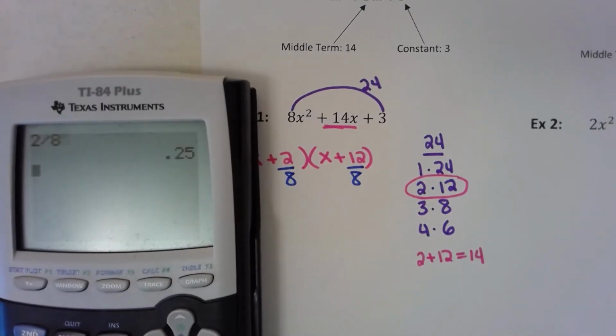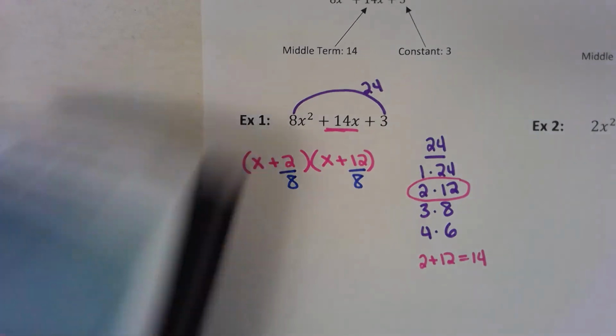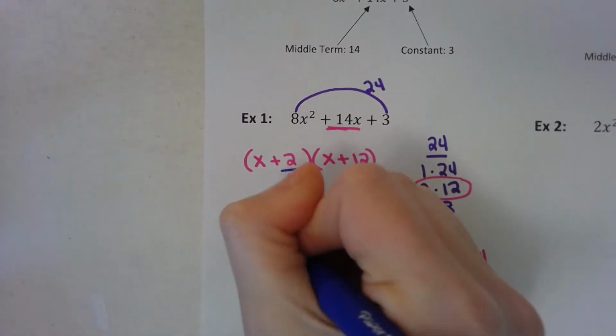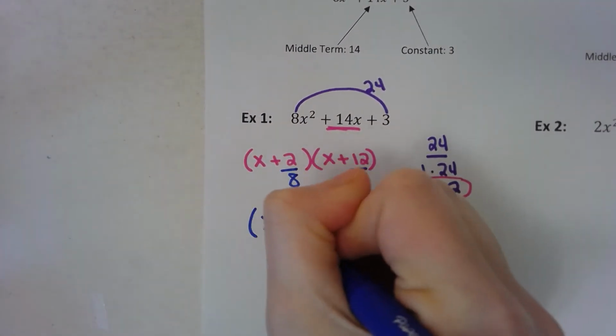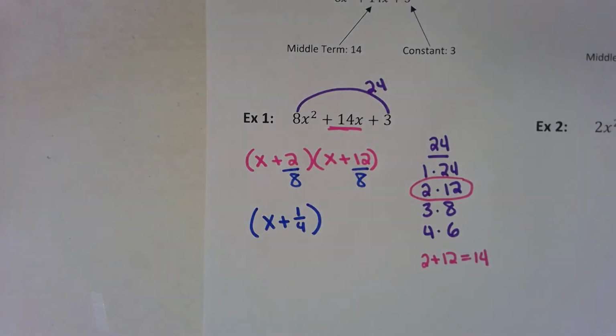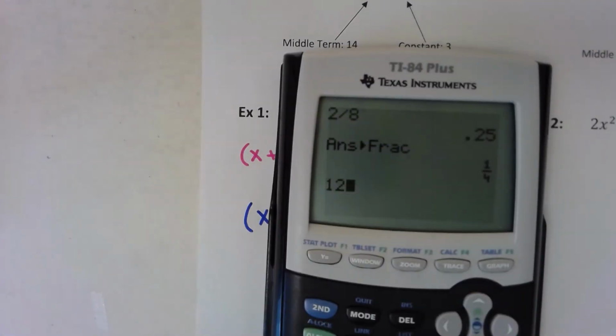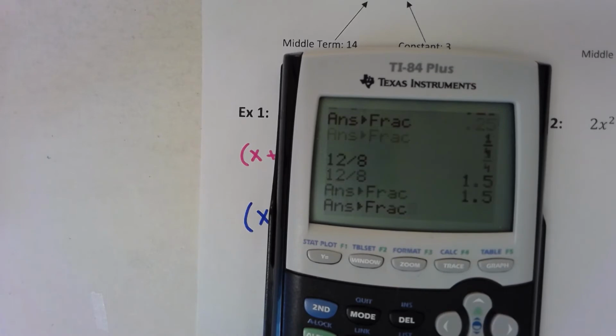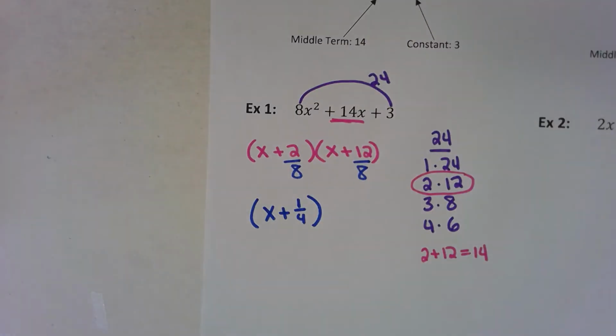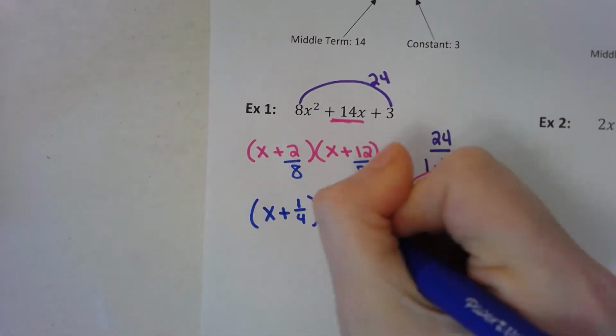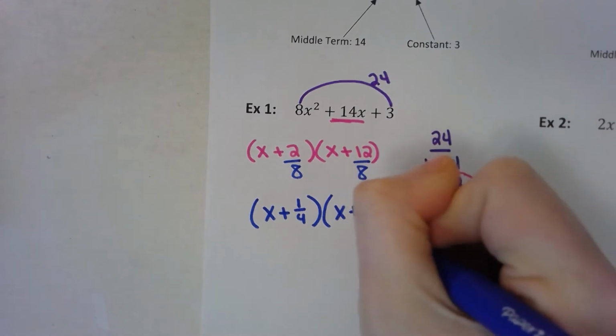So 2 divided by 8, if I turn that back to a fraction, it's 1/4. So this is x plus 1 over 4. On the next one, I've got 12 over 8. So 12 divided by 8, math enter, that is positive 3 over 2. So this one becomes x plus 3 over 2.